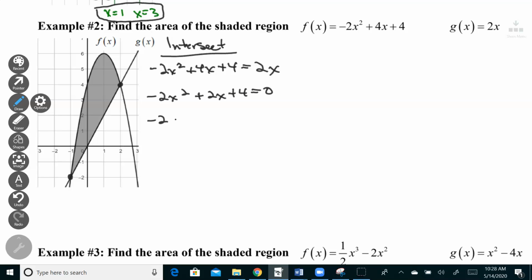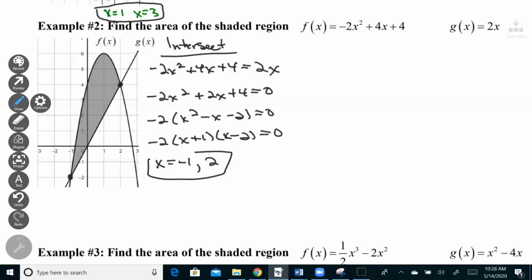I factor out a negative 2. And I get, when I factor it out completely, my two solutions for x are negative 1 and 2. I can see here x equals negative 1 and x equals 2 is where they intersect.